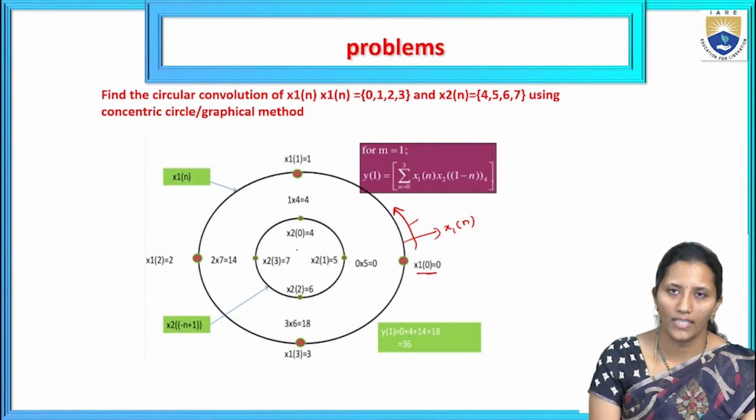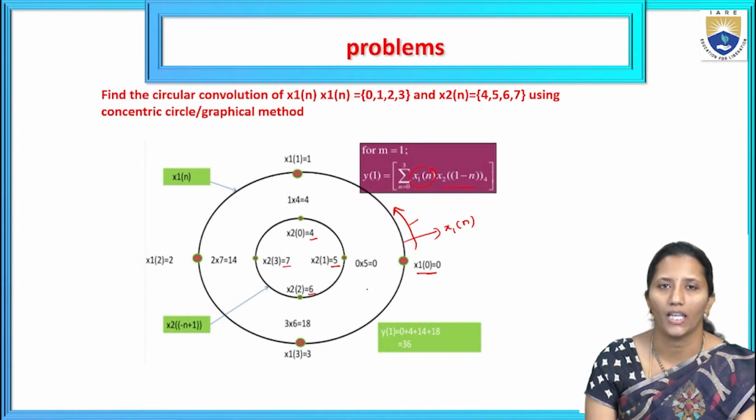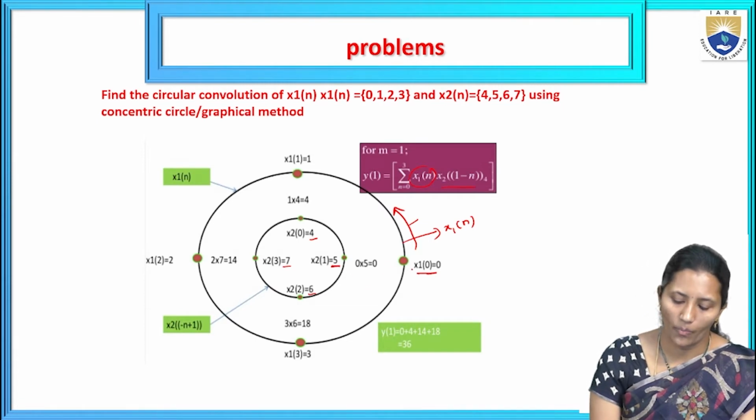Then for the inner circle, we have to rotate x2 of minus n by one sample. So there we are getting here 4, 7, 6. Because this x1 of n is multiplying with the x2 of 1 minus n, multiply the corresponding amplitude values. So 5 into 0, 0.